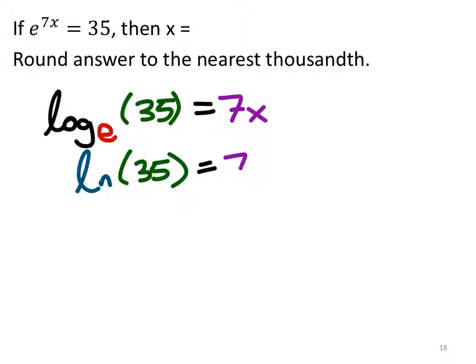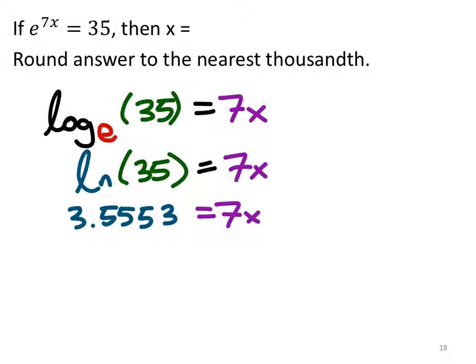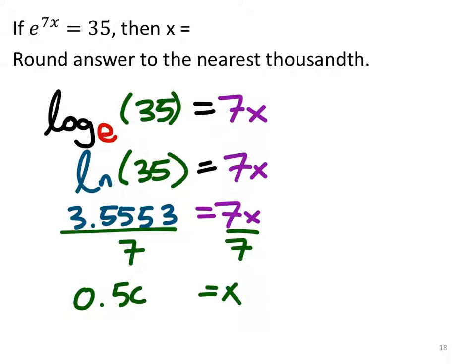equals the 7x. So in my calculator, I've got the natural log of 35, which is 3.555348061, whatever, we'll round it. We'll go to the 10,000ths on this one. This equals 7x. So to solve for x, we'll divide both sides by 7. And that gives us 1x equals, divide by 7, 0.5079. So I'm going to round that up to 0.508.